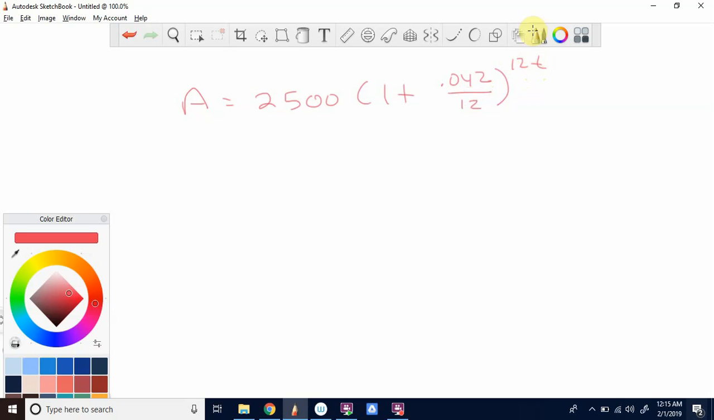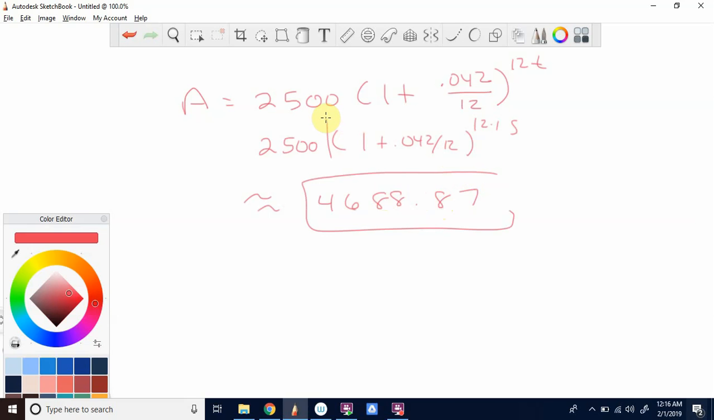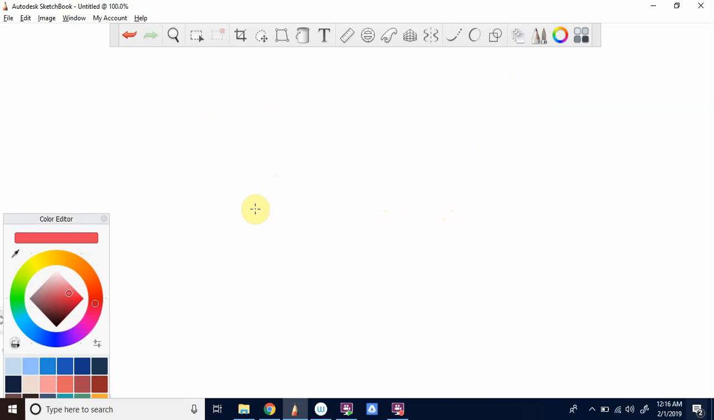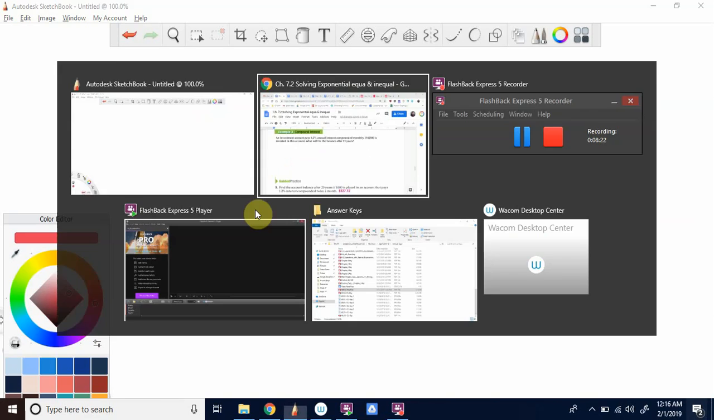All right. So they want to know what's the balance after 15 years. Well, we replace t with 15. Divided by 12 raised to 12 times 15. We put all this in our calculator and we get approximately $4,688.87. All right. So you just got to remember, you've got to put this in first and then you multiply by 2,500. Okay, pause it and let's look at the last section. Do the guided practice 3.